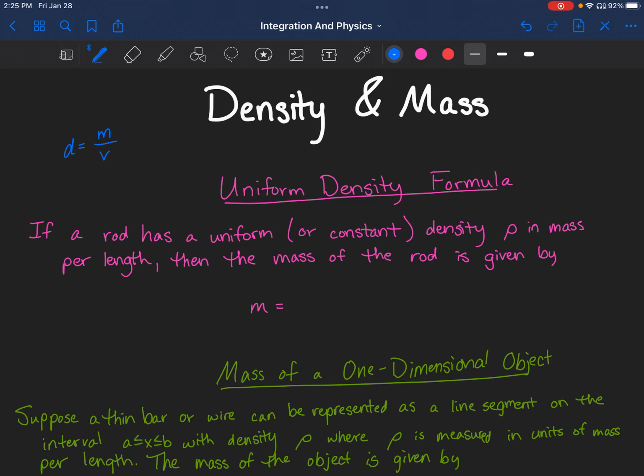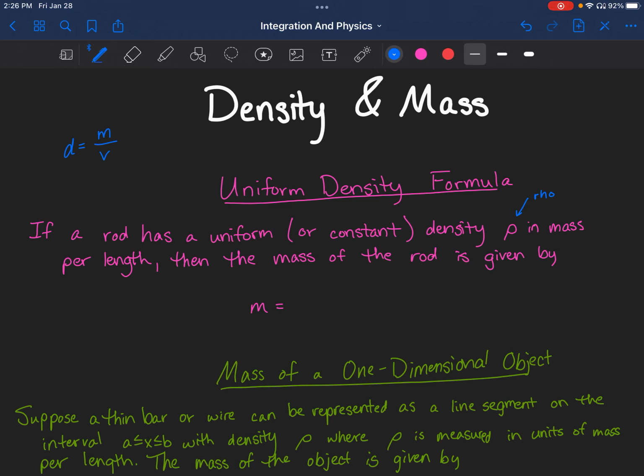And so the first one I want to talk about is a rod or a wire or a bar or some kind of one-dimensional object that has a uniform or constant density that we're going to call rho, which is again that Greek letter that looks kind of like a P just without the stem on the back of it. And that rho is going to be measured in mass per length. That is its units, some measure of mass divided by a length.